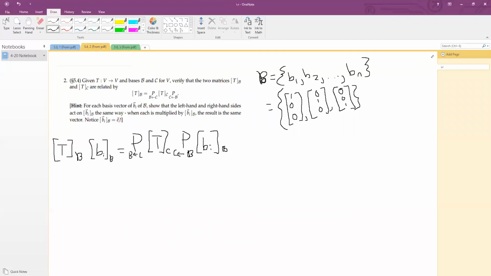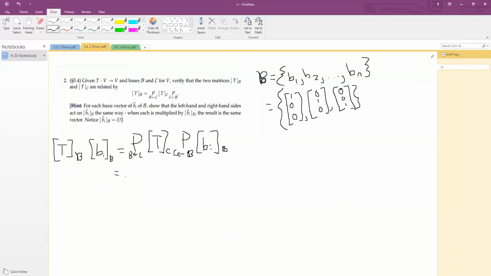So your task then is to show that for any arbitrary BI, whether it be the first, the second, all the way up to the nth BI in this vector, it will multiply out to give you the same thing on both of these sides, even though you're using a different linear transform matrix. Here it's T with respect to B, here it's T with respect to C. So you want to show that by sandwiching this T of C in these change of basis matrices, you're actually accomplishing the same thing.